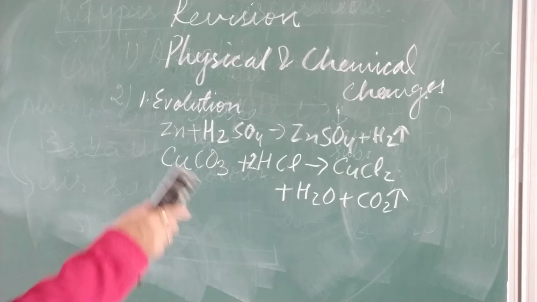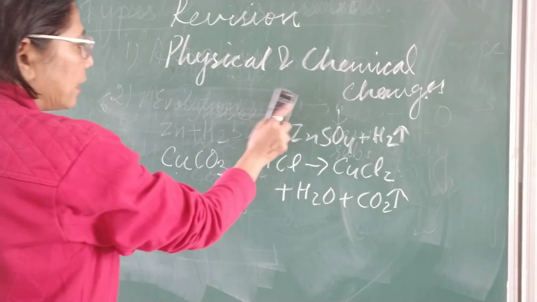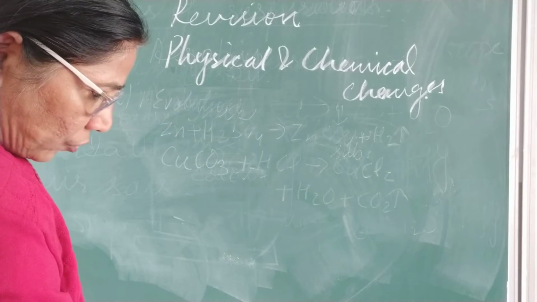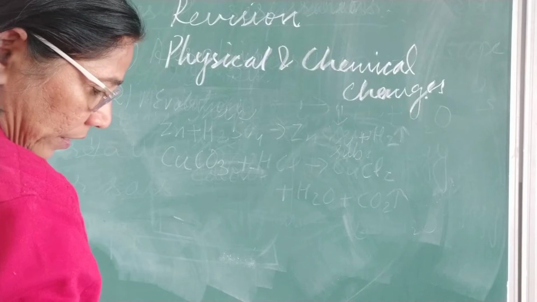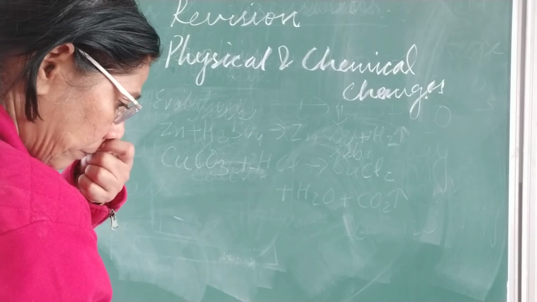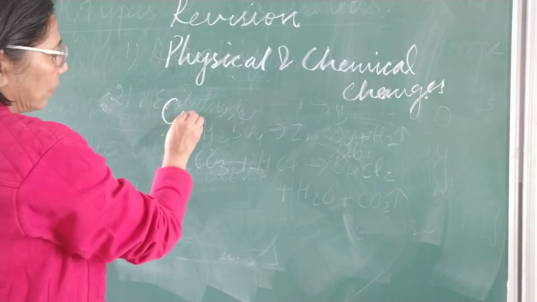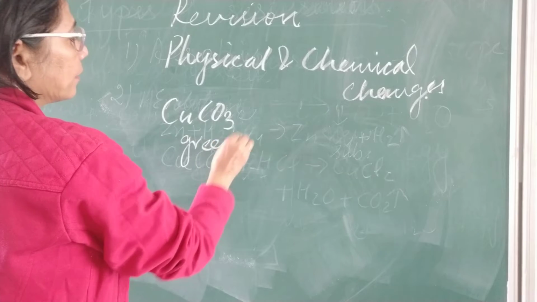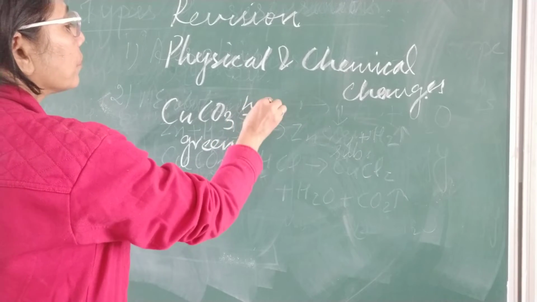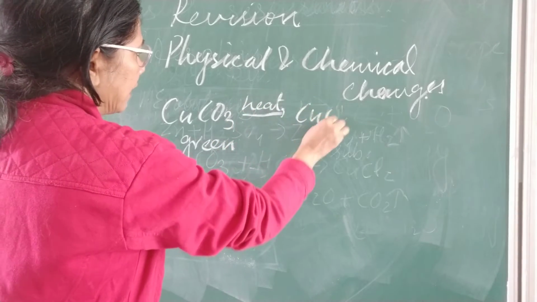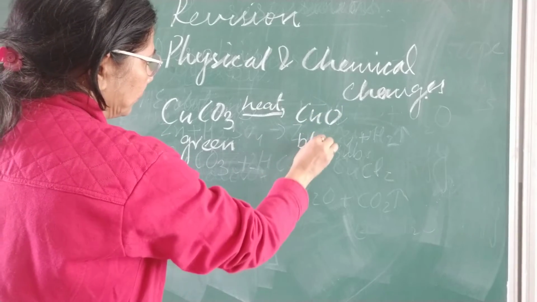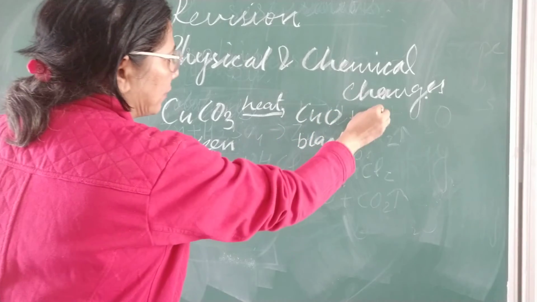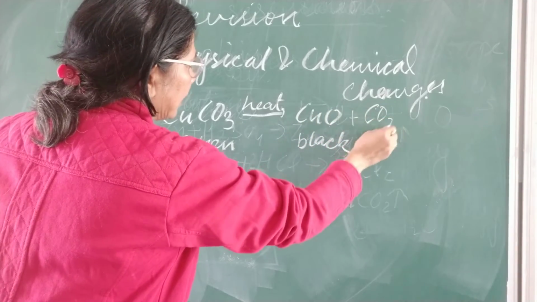Now second is change of color. During chemical reaction, change of color also takes place. I am telling you one example, copper carbonate. It is green in color. When we heat it, it forms copper oxide, it is black. So change in color takes place during the reaction and it also gives out carbon dioxide.